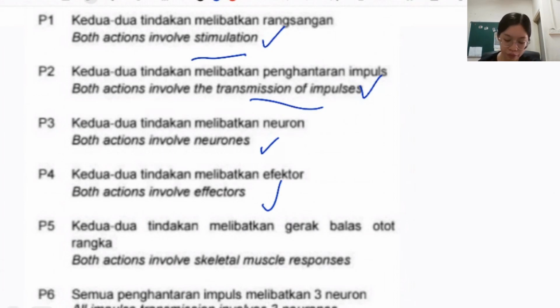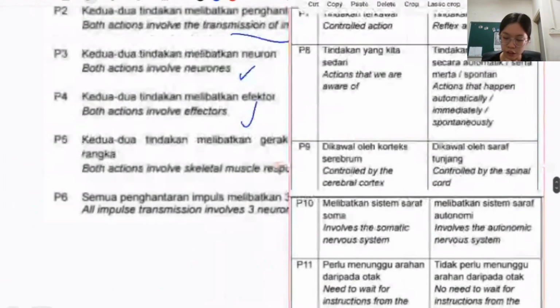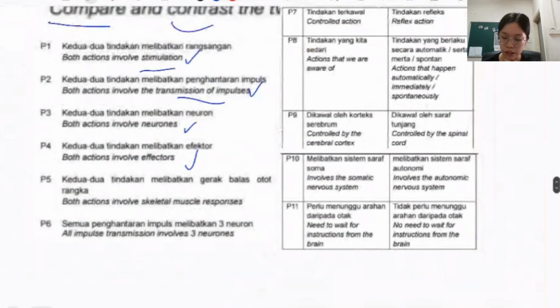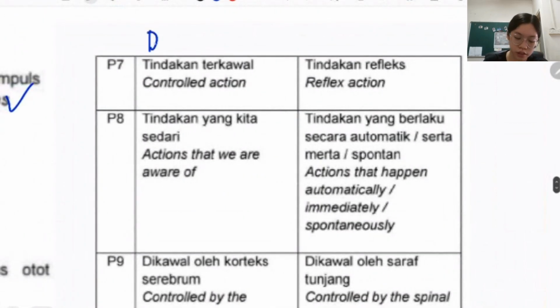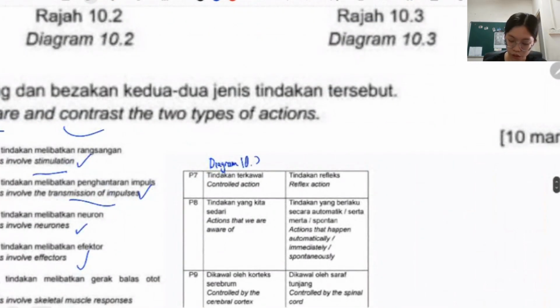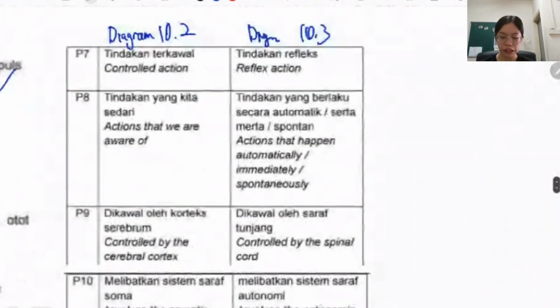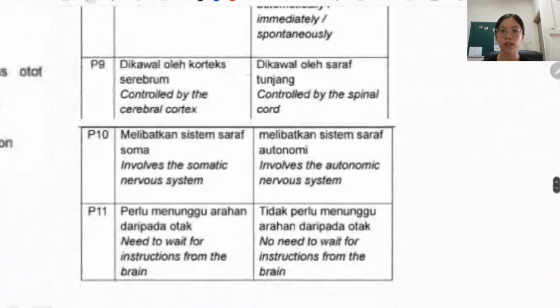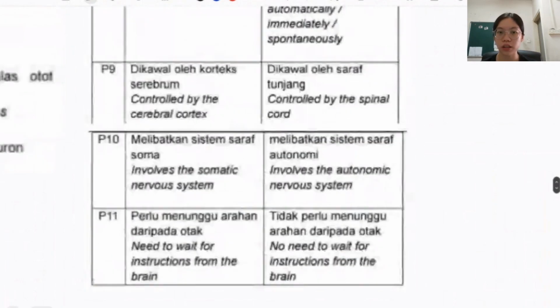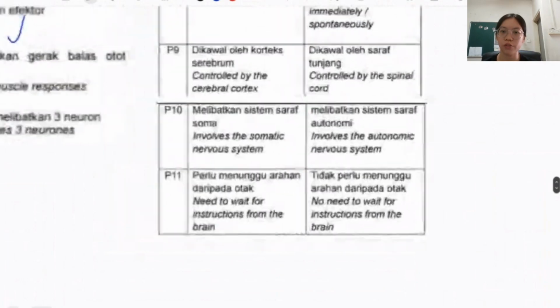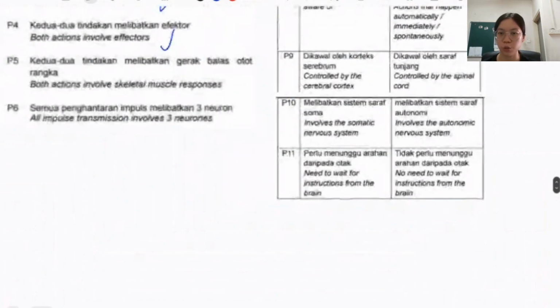Okay, and then how are you going to differentiate between them? One of them is a controlled action, or you can say voluntary. Then remember the title: you have to write diagram 10.2. This one is diagram 10.3. So you can see one is spontaneous, and then controlled by whom, and involves which nervous system, the somatic nervous system or the autonomic nervous system. And one of them needs to wait for instruction from the brain, while the other doesn't need to wait.